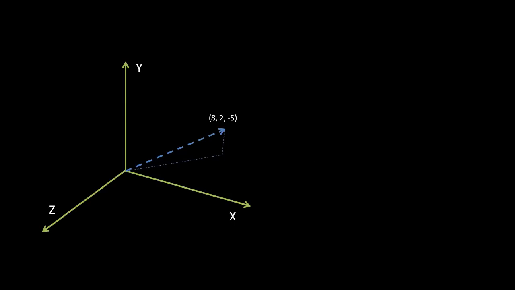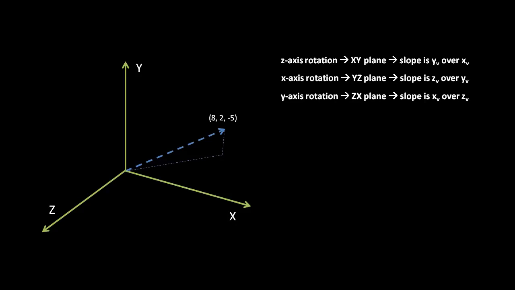Looking now at an actual example line running through the origin, how exactly do we rotate this line to lie on the x-axis? Well, first note that a rotation around the z-axis is a rotation in the xy plane, and the slope of a vector in that plane is y of v over x of v, v here standing for vector. Likewise, rotation around the x-axis is a rotation in the yz plane, and the slope of a vector in the yz plane is its z over its y. And lastly, rotation around the y-axis is a rotation in the zx plane, and the slope of a vector in the zx plane is its x over its z.